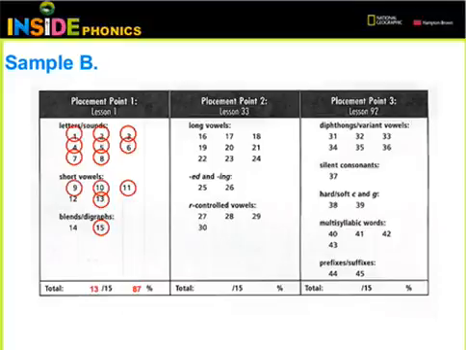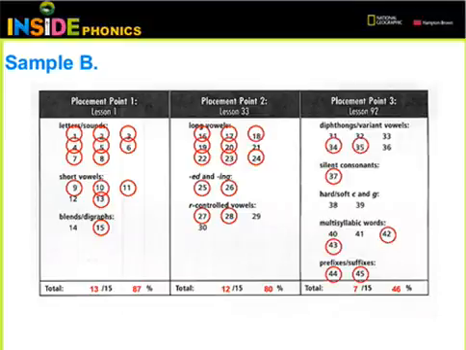Again, the student did very well with the objectives in placement point 1. They did very well in placement point 2. And then they didn't do so well yet with placement point 3. Where will this student start? You're right. The first place they scored less than 80% is at placement point 3. So you would start with lesson 92.